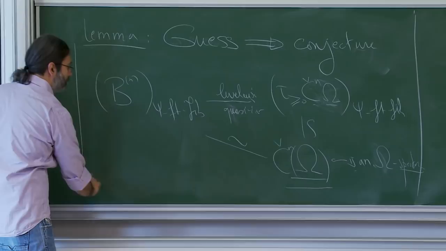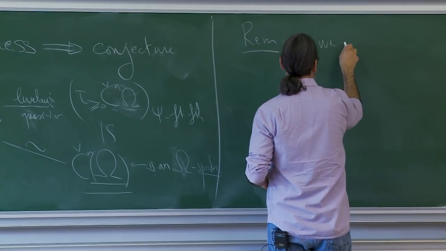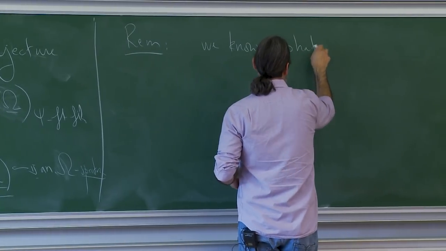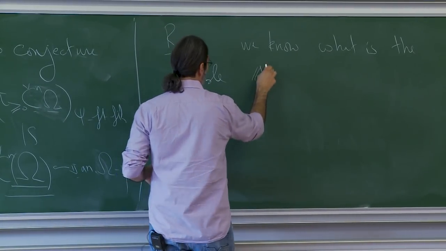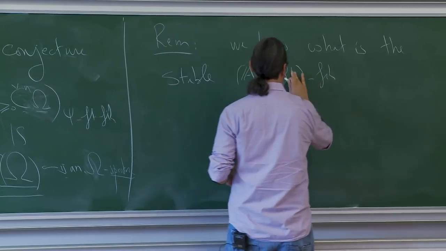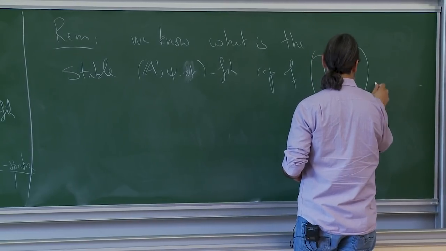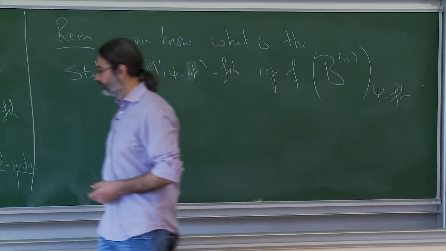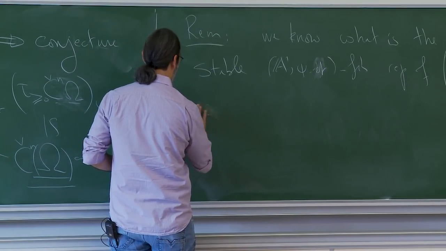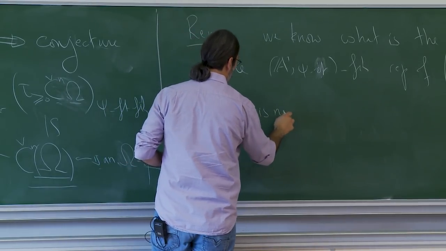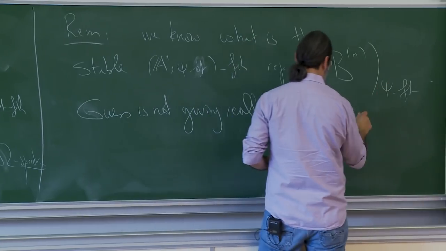Okay, so maybe a remark. So we know what is stable A1 fibrant replacement of it, it is this. So this is not really giving more. So in fact the guess is not giving more than expected, or than given by the conjecture.